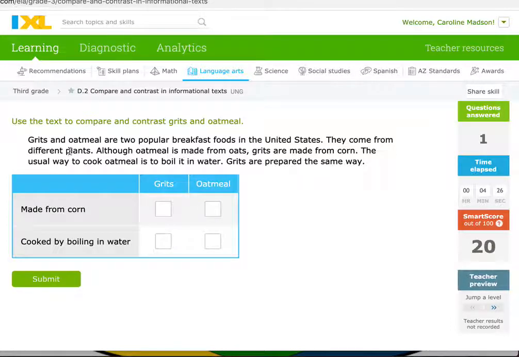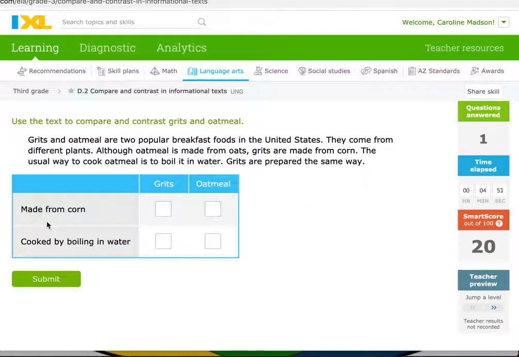So these are our keywords we want to look for. Although oatmeal is made from oats, grits are made from corn. The usual way to cook oatmeal is to boil it in water. Grits are prepared the same way. So we can see that they're both popular foods. They come from different plants though. Oatmeal is oats, grits are corn, but you cook them the same way by boiling it in water.